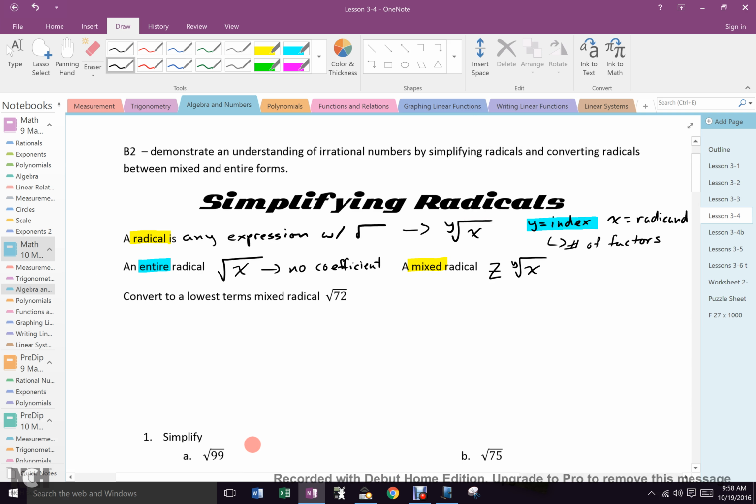So I want for you guys to convert to a lowest terms mixed radical. That's what we are doing today. The square root of 72. All right? Now, let's look at the square root of 72. First of all, does it have a square root? You wrote the list out yesterday with 72 on it. No, it is not. So 72 has no square root.